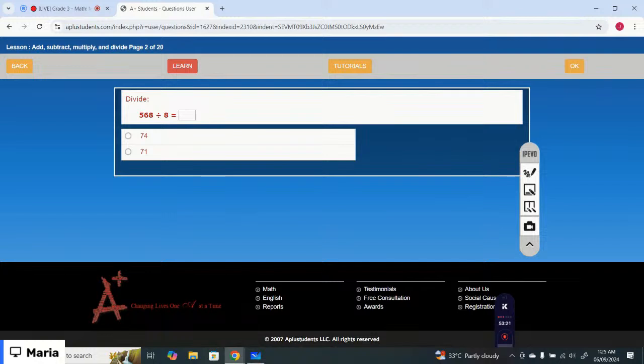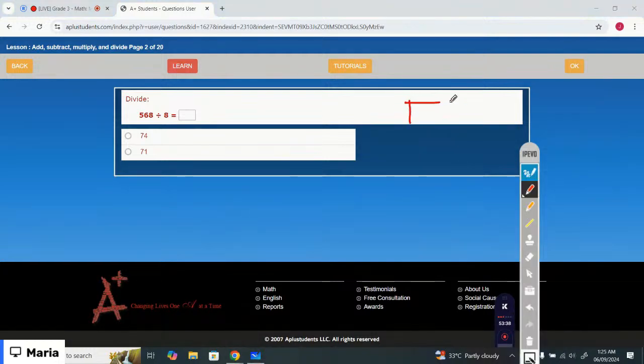The next one is 568 divided by 8. So let's just divide, right? You have to do 568 divided by 8. Basically, you have to use the long division method. Let's recall the long division method. You start with the first digit, 5 it is. You cannot divide 5 by 8, right? Because you cannot divide a smaller number by the greater one. So you need to make it 56. Now you need to count the table of 8 until 56. So 8 times what number is 56?